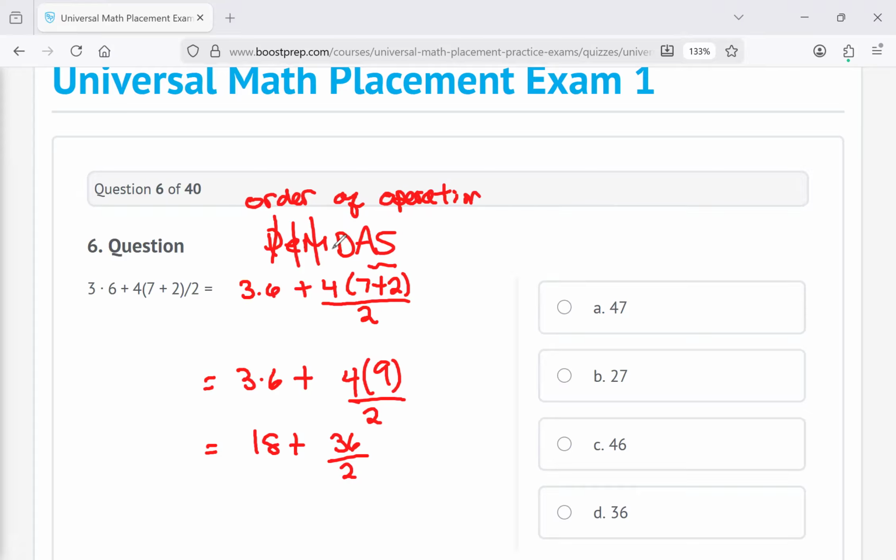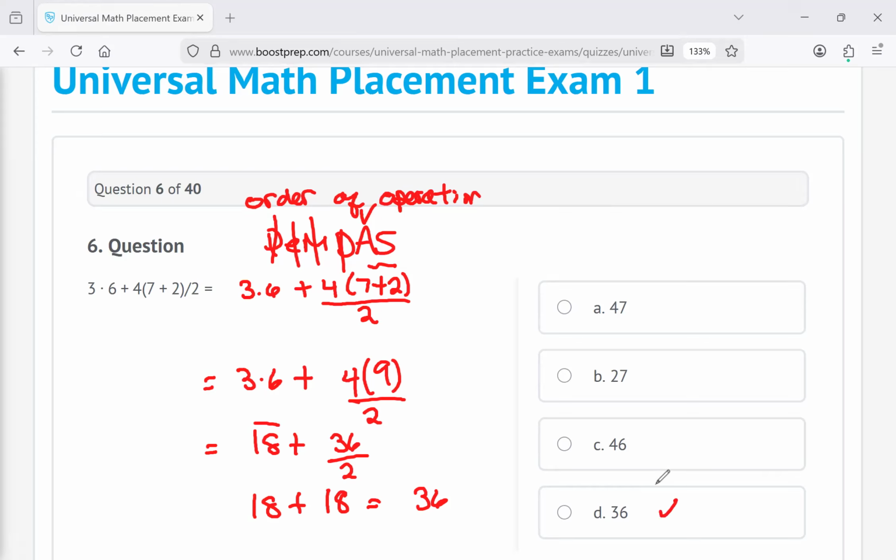Do we have a division? Yes. The 36 over 2. So what's 36 divided by 2? 18. And then bring down what you haven't done. So bring down this extra 18. We did the division. Do we have an addition? Yes. What's 18 plus 18? 36.